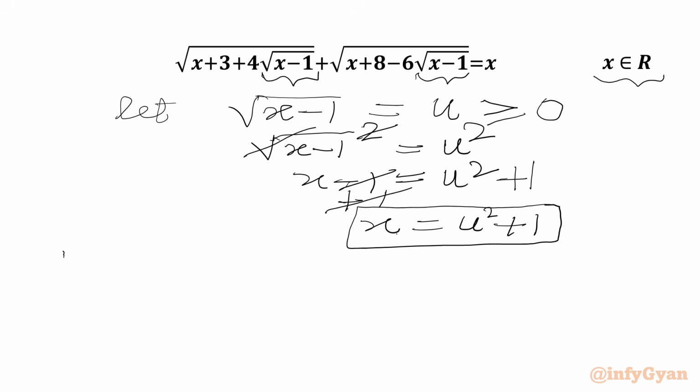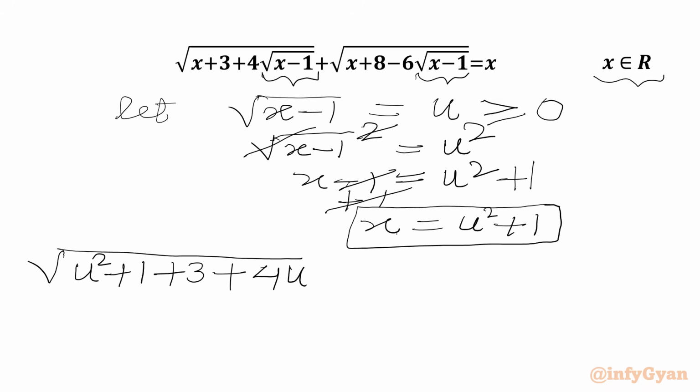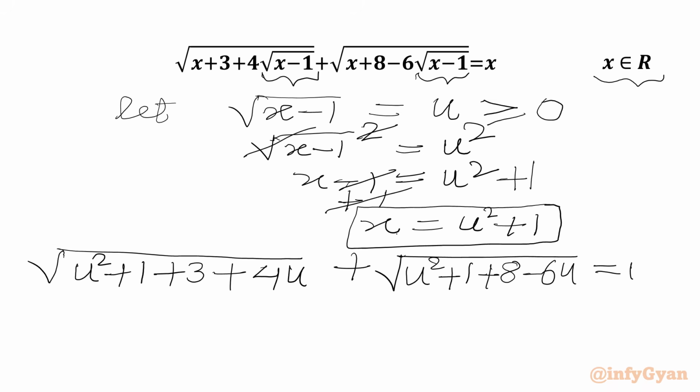Now we'll write our equation: square root of x plus 3. x is u square plus 1, so u square plus 1 plus 3. Then we have 4 times square root of x minus 1, and square root of x minus 1 is u, so 4u, plus the square root of u square plus 1 plus 8 minus 6u. And in the right hand side we have x, and x is u square plus 1. So we'll write here u square plus 1.